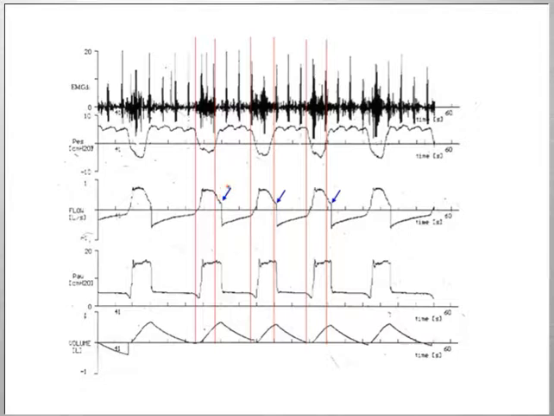And these blue arrows indicate the real cycling of the signal with this ventilatory mode, which in this particular case is a cycling criteria at 25% of the peak inspiratory flow.